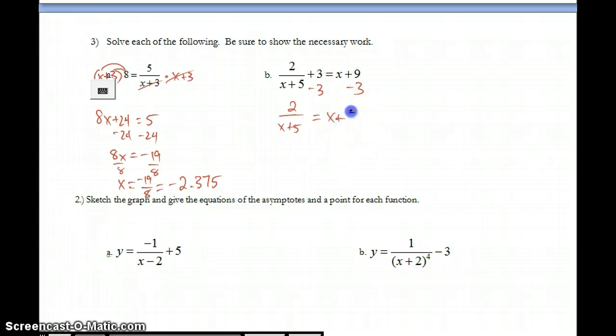We subtract the 3 from the 9 and get 6. And now I want to get rid of the fraction. To get rid of a fraction, we multiply by the denominator. Whatever you do to one side of the equation, we do to the other. Don't forget to distribute. We have 2 equals x squared.